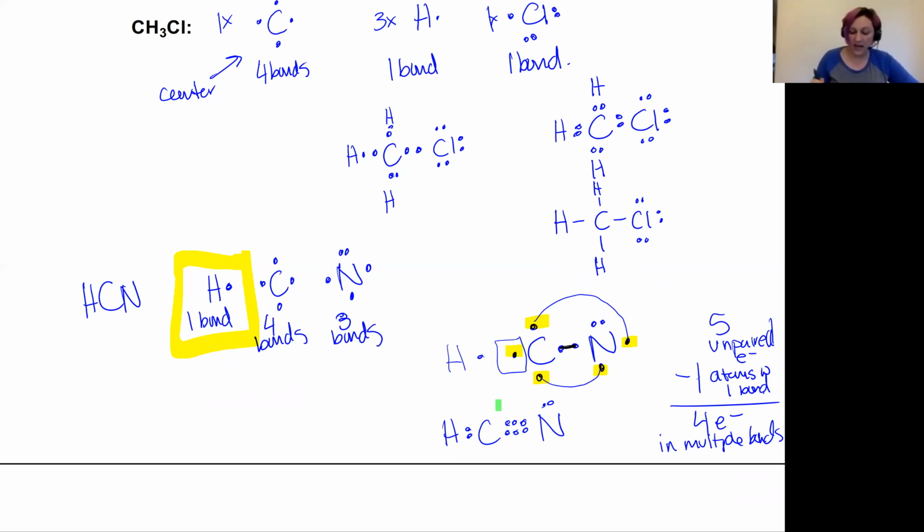If I look at my hydrogen, it has 2, 1 from hydrogen, 1 from carbon, so it's meeting its duet rule. And if I look at nitrogen, it has 6 shared with carbon plus 2 on its lone pair, so it also has 8. So this meets the octet rule. And I can redraw this with lines if I prefer. So it's going to look like this, where each line represents 2 electrons.